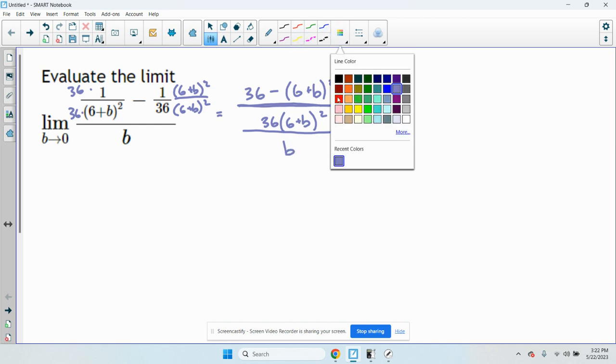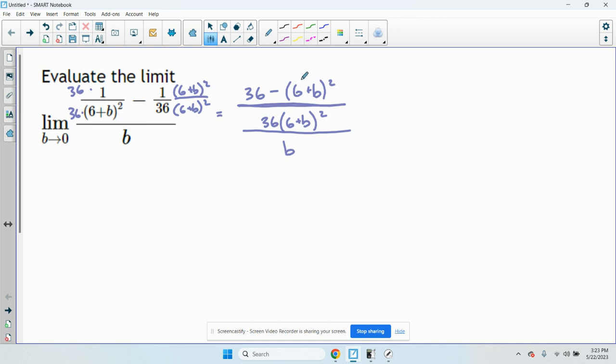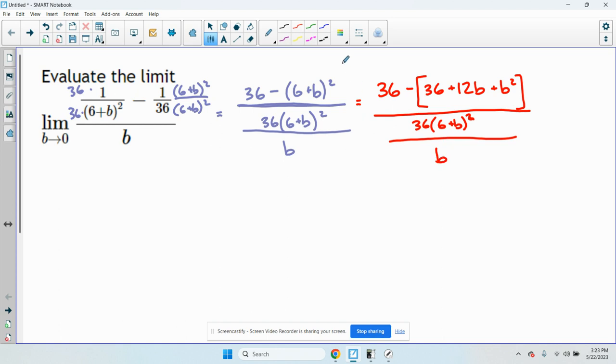Now, I don't want to do too much in one step. So now I'm going to take this thing and FOIL it. I don't need to FOIL this one. You'll see why in just a second. So the top becomes 36 minus the first term, 6 times 6, which is 36. The outer terms will be b times 6. The inner terms will be b times 6. So this will be 12b, 6b plus 6b. The last terms will be b squared. The denominator is going to stay 36 times 6 plus b squared, all over b. It will clean up nicer, I promise.